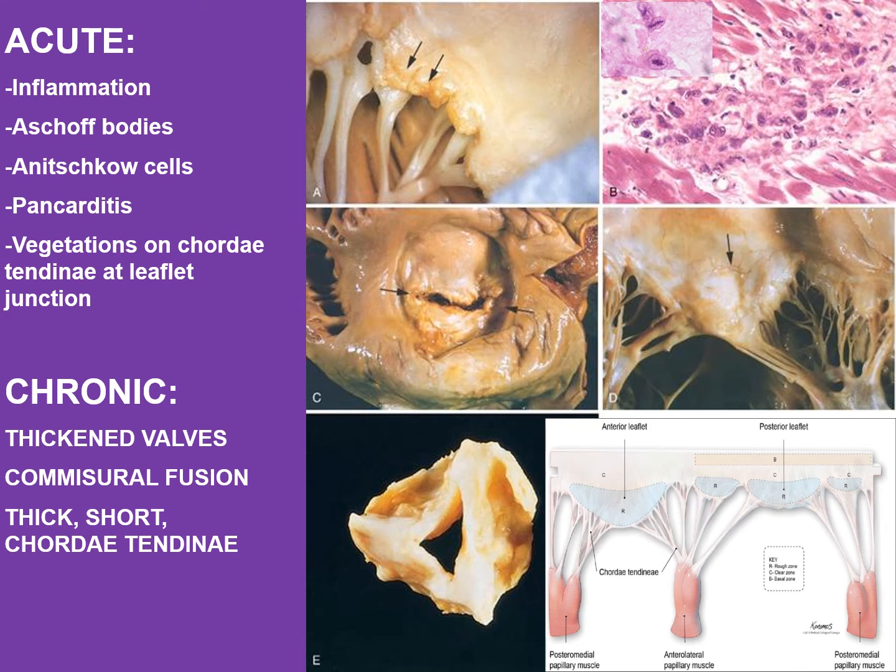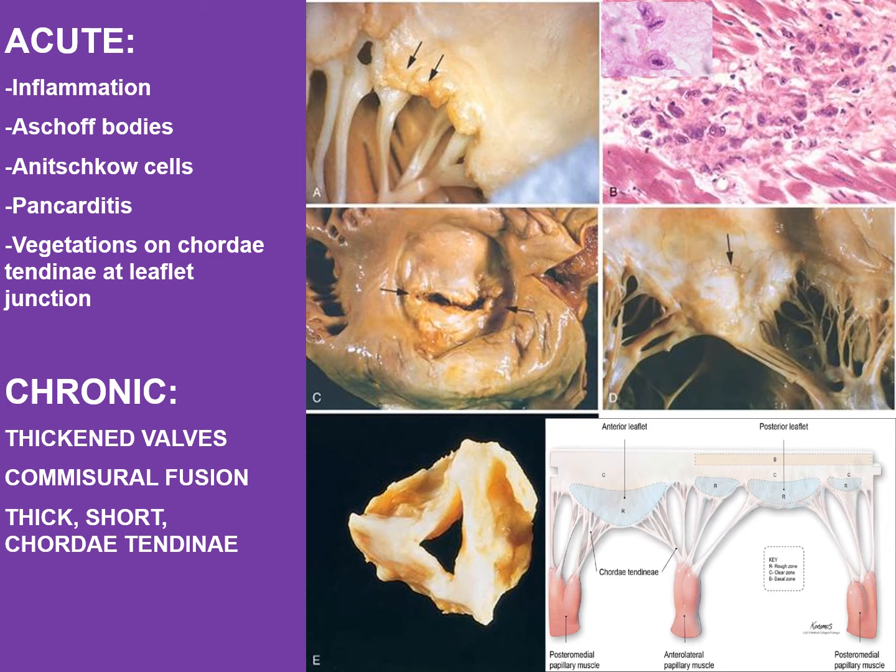And then some of these histiocytes can assume the morphology of a caterpillar, which are called Anitschkow cells or caterpillar cells. The inflammation occurs across all layers: endocardium, myocardium, and pericardium. And you can also develop vegetations on the chordae tendineae, the leaflet, or the verrucae.